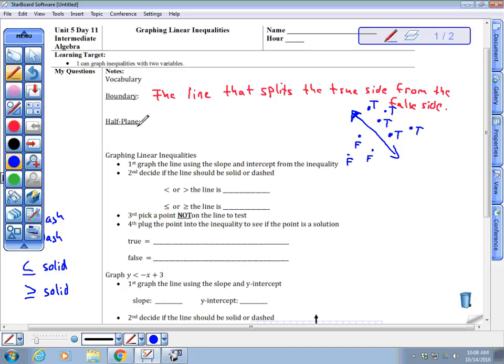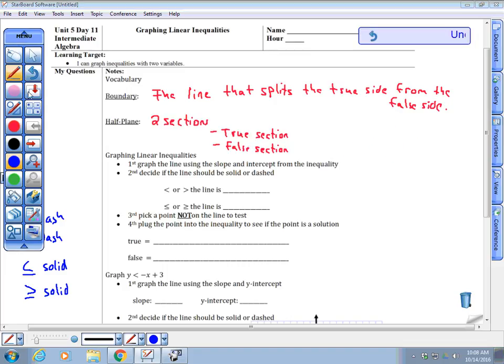Then we will have a half plane. Now with this half plane, we're looking at two sections, and it'll be, again, a true side and a false side. So basically, again, having that same side, you'll have a true side and you will have a false side based on your test points. So let's look at these.